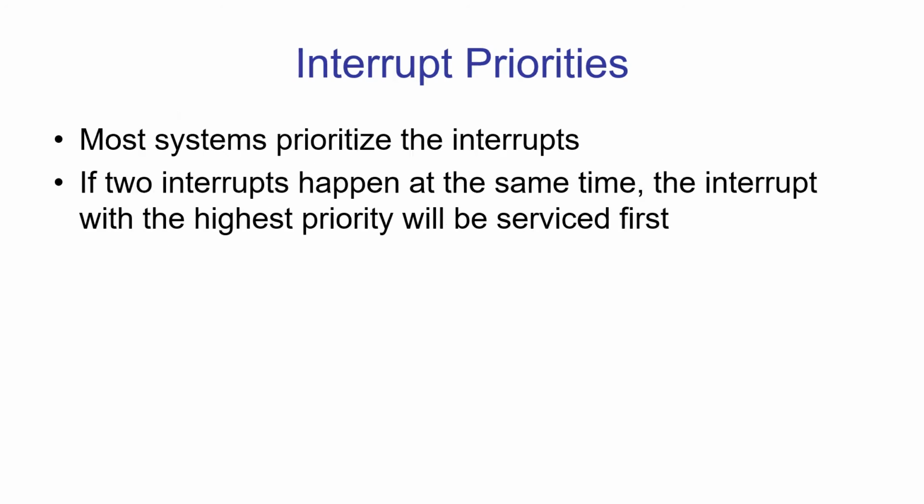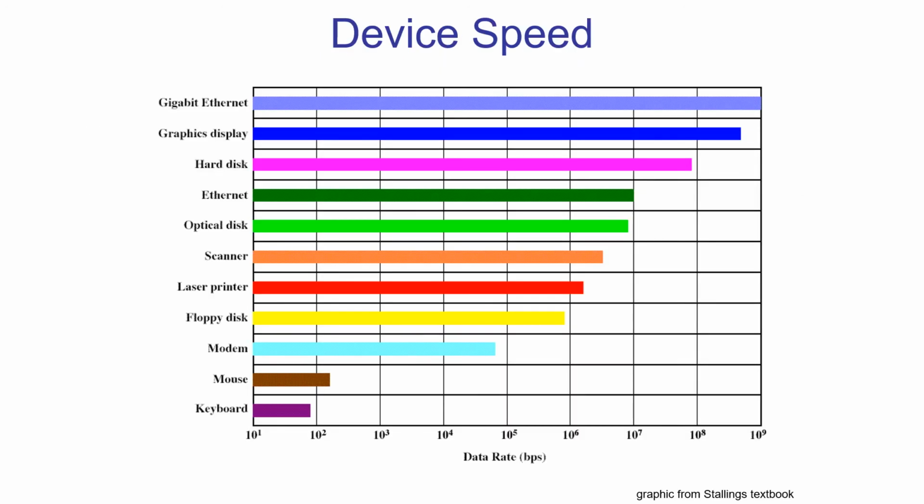Most systems prioritize interrupts because some devices run much faster than others. If two interrupts occur at the same time, the one with the highest priority should be serviced first, which is typically the most important device or the fastest device. Here's a table of relative device speeds. You can see if we have gigabit Ethernet, then data rates of 1 billion bits per second. Graphics displays, I think, are probably even faster than that, although this shows them slower. And hard disks and other things are slower. Way down at the bottom, you have keyboard and mice. How fast can you type?